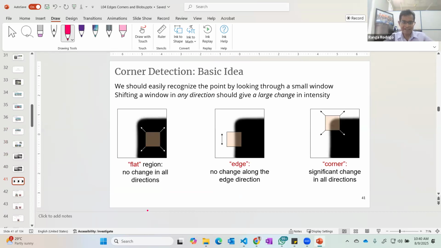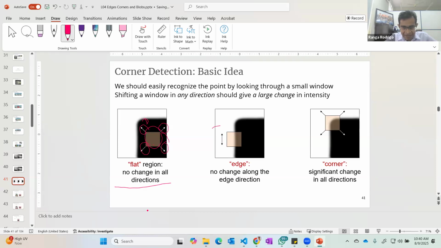Then we wanted to get the theoretical understanding about the corner detection process. And there we realized that the flat region is characterized by this: if you take a small window like that within that flat region, now this is a dark region in the image, right? If you slightly move it in any direction, there is no change within that window.